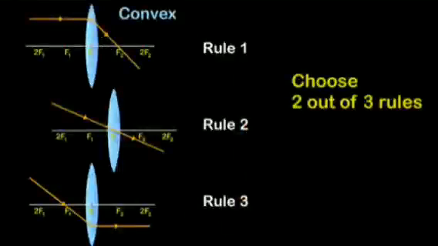Remember, when drawing a ray diagram, you need to draw 2 rays from a point on the object. So you need to choose 2 out of the 3 rules. You can choose any 2 rules that are convenient for your diagram. And as I promised, I'm going to be the object and I'll go and stand in front of the convex lens. And you need to apply these rules and find my image. So let's go ahead and try it out.